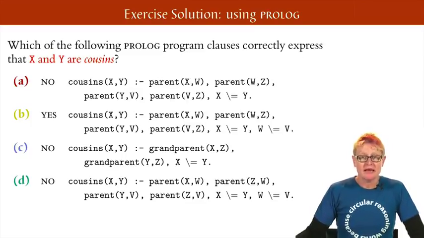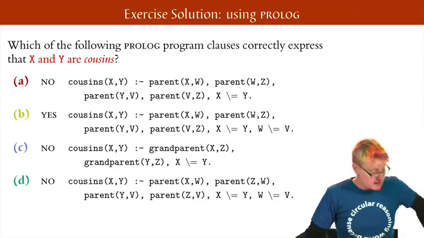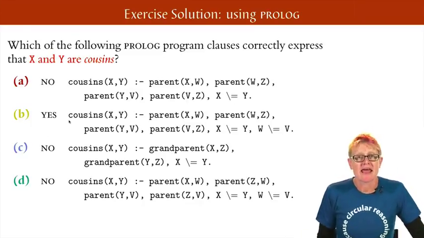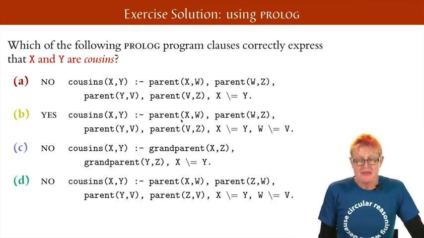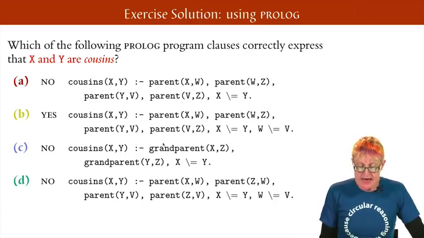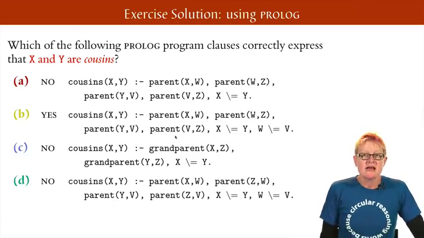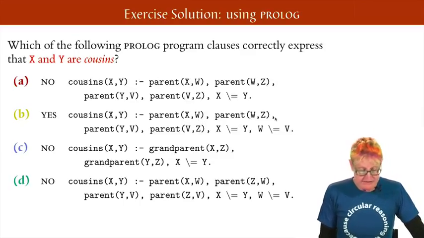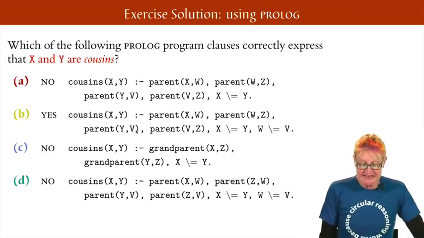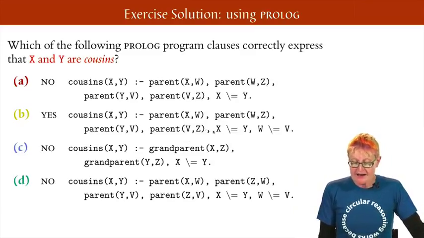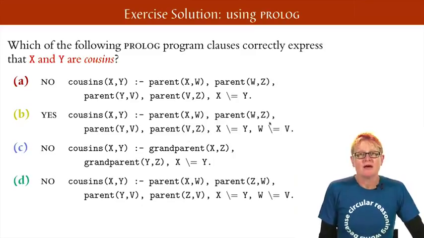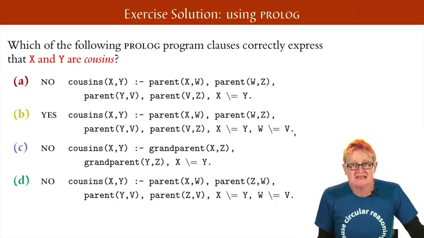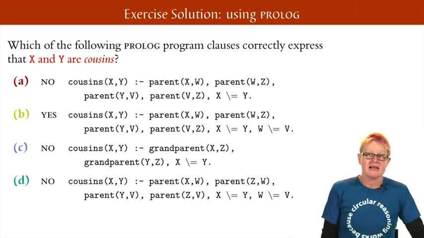Okay, how did you go? The only one that does the job is B, which says that X and Y are cousins if there are W, Z and V such that X has parent W and W has parent Z, Y has parent V, V has the same parent Z, Z is the grandparent, X and Y are different, and W and V are different. Without the extra clause saying W and V are different, we would get siblings rather than cousins.